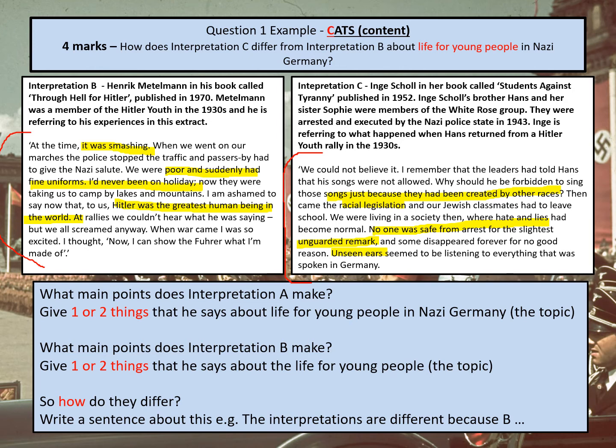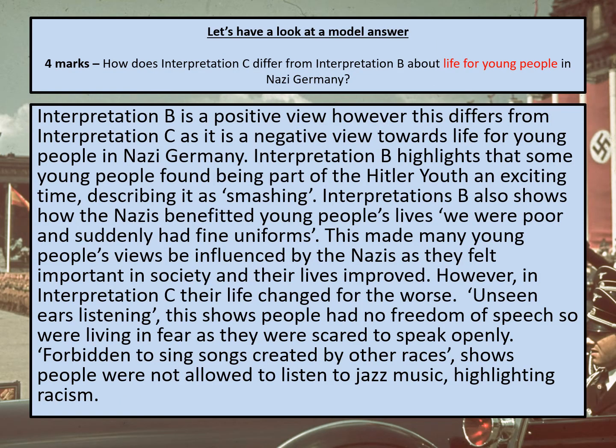So let's have a look at a model answer for this question. Okay guys, so here's our model answer for question 1. So the question is, how does interpretation C differ from B about life for young people in Nazi Germany? So let's read through this together. Interpretation B is a positive view. However, this differs from interpretation C, as this is a negative view towards life for young people in Nazi Germany.